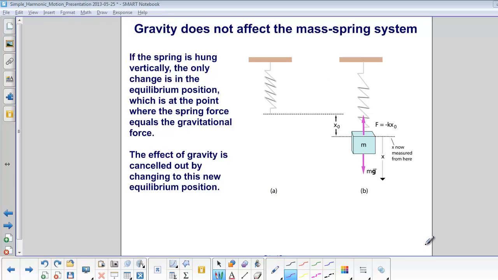Gravity does not affect the mass spring system. If the spring is hung vertically, the only change is in the equilibrium position. It is just shifted down. Otherwise, everything else is the same.